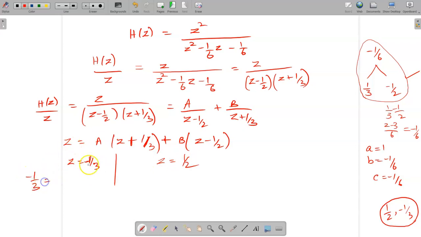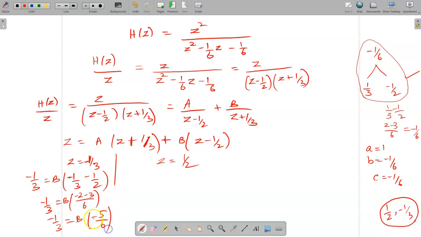Okay, so just substitute z equal to minus 1 by 3. So minus 1 by 3 equal to, anyway when you substitute minus 1 by 3, this term gets cancelled. Only the b value you will get: minus 1 by 3 minus 1 by 2. Okay, so minus 1 by 3 equal to b. LCM is 6, cross multiply, minus 2 minus 3. Okay, so minus 1 by 3 equal to b into minus 5 by 6. Anyway minus minus gets cancelled, 3 2s are 6. Okay, so I have b equal to 2 by 5. Okay, so here it is 1 only, here it is 5 by 2, so b equal to 2 by 5.